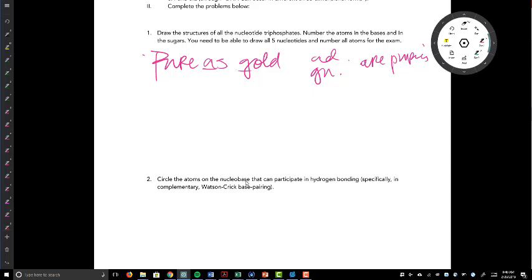Okay. Any other mnemonic devices? Anybody else? I saw some people writing things down.